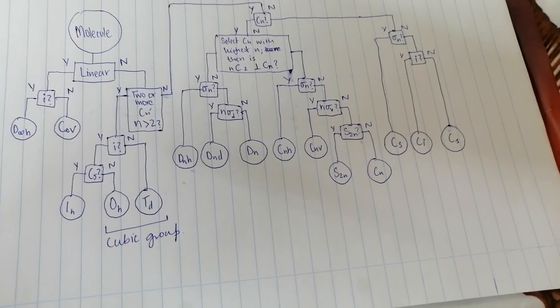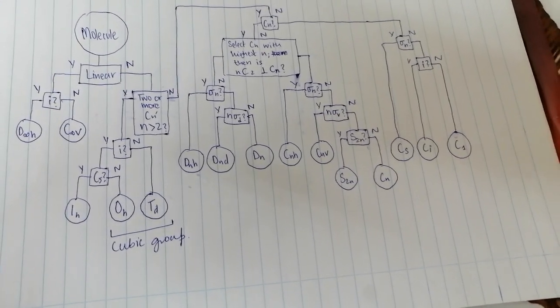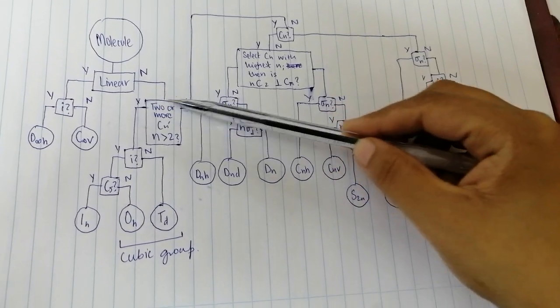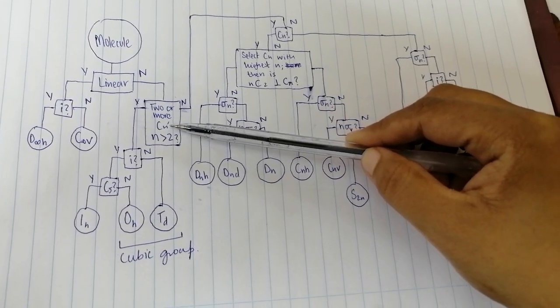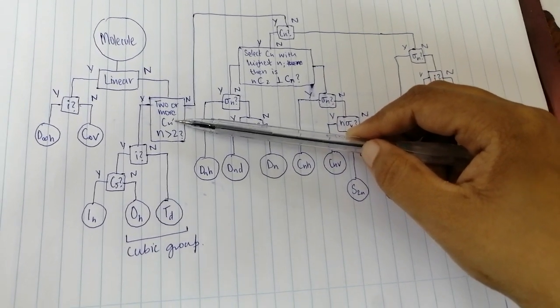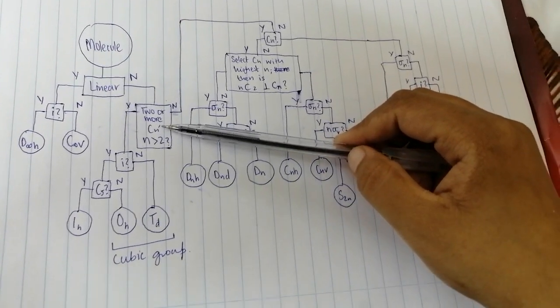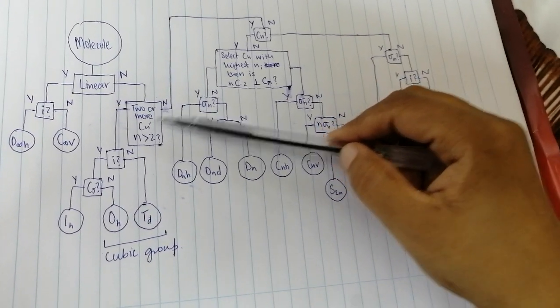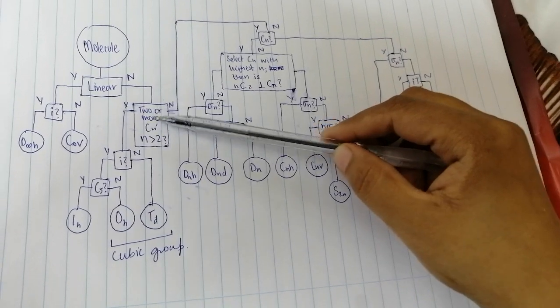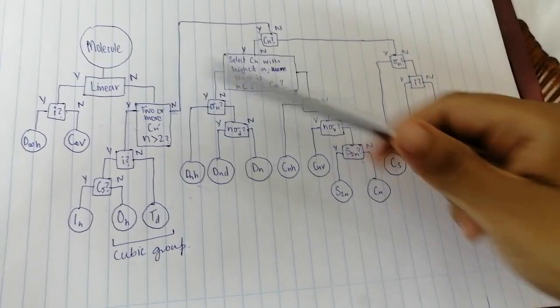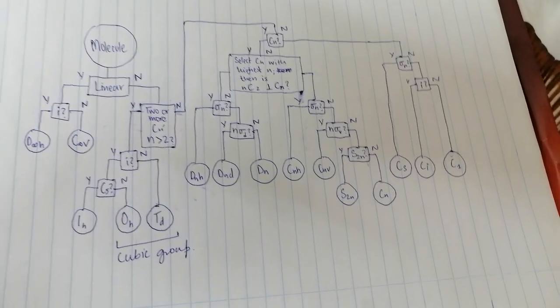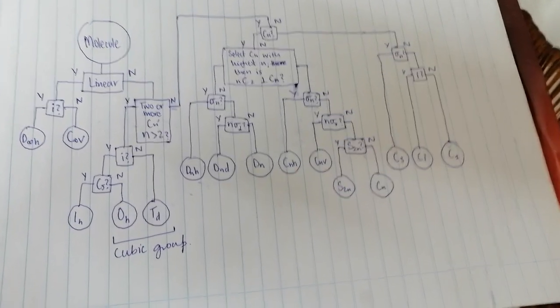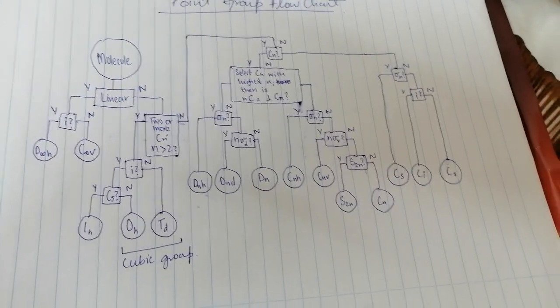If the molecule we are working on is not linear, we must then determine whether the molecule has two or more rotational axes that are threefold or higher. This question will determine whether the point group will classify the molecule as a highly symmetrical molecule. Examples can be methane, hexachlorophene, or fluorine.